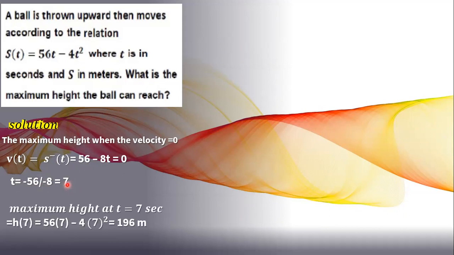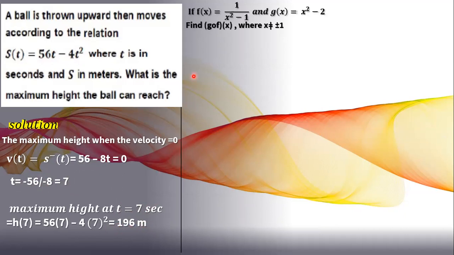So the maximum height of the ball is at t equals 7. So s of 7, or h of 7, is 56 times 7 minus 4 times 7 squared. So the maximum height is 196 meters. Okay. Next question.